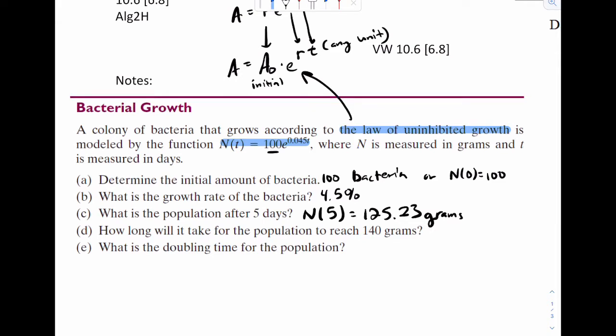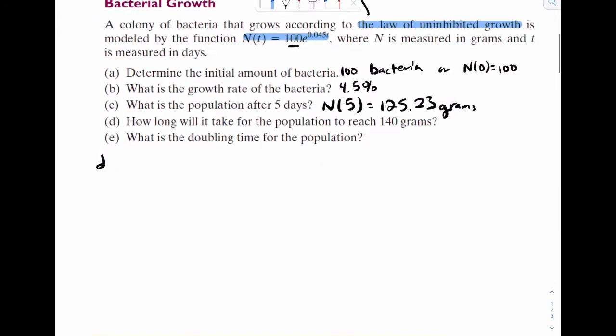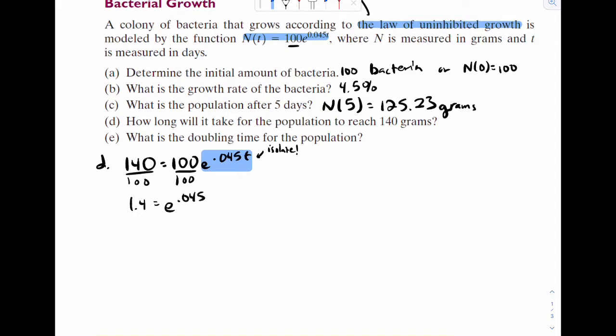Okay, D, how long will it take for the population to reach 140? So this will take a little bit longer, so we'll do that over here. So we want the equation to equal 140 grams. So we'll write it like this. And we are solving for your time right here. So first thing you want to do is definitely isolate this thing. I'm going to put a box here for you. You're trying to isolate that. So let's divide by 100. So 1.4 should equal e to the 0.045t.